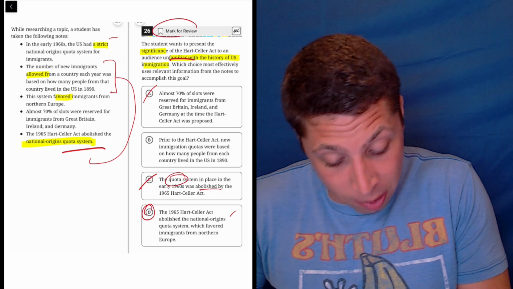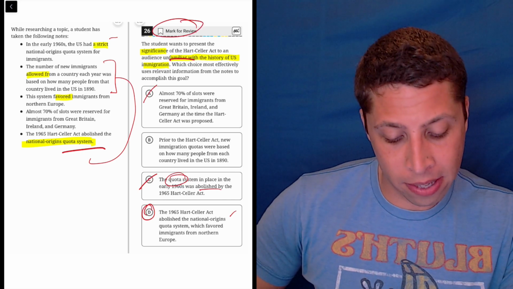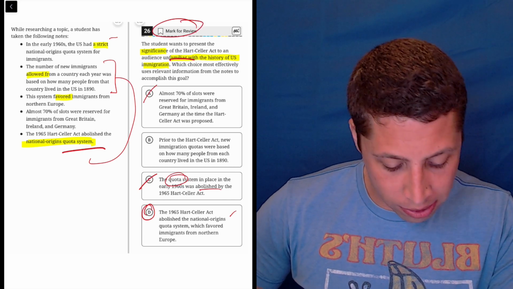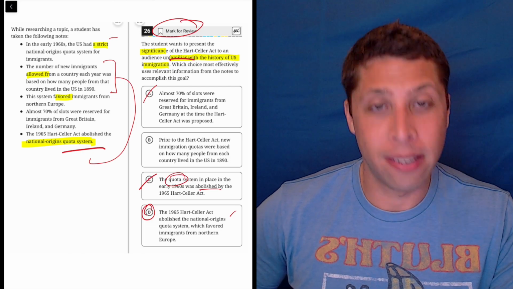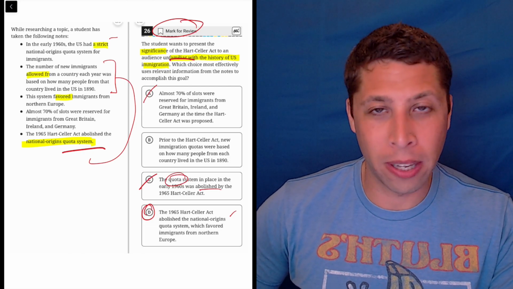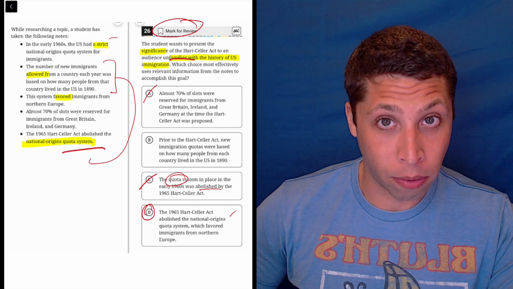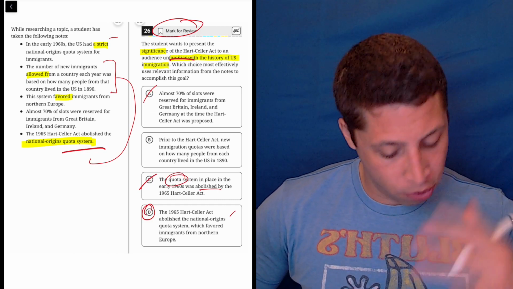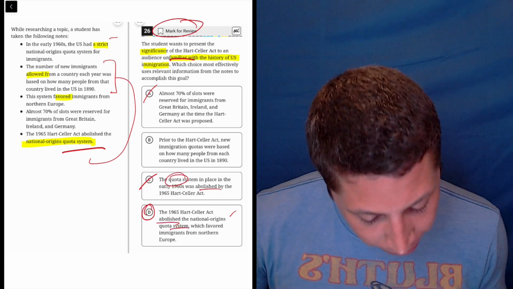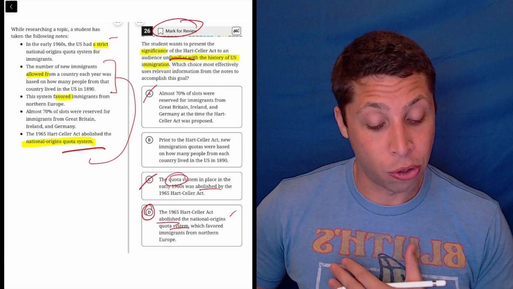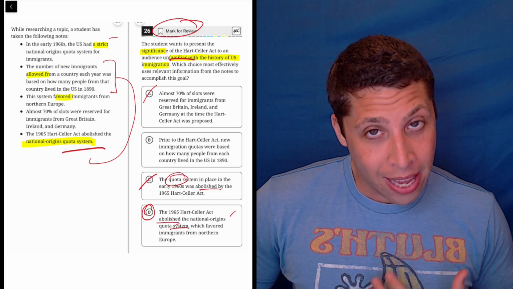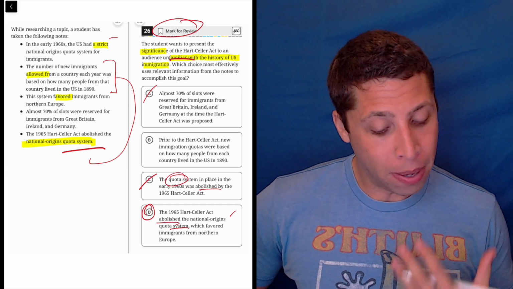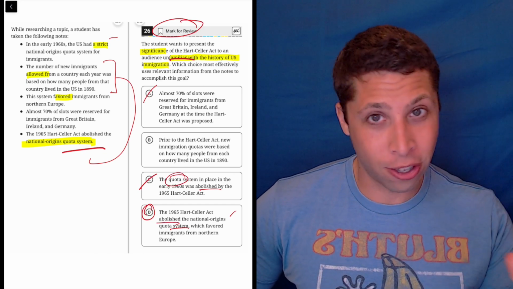I would not be sure about this, to be clear. I would be nervous about this one. This is a mark for review question. The reason I go with D is it definitely accomplishes one of the goals that is very clear, right? What is the significance of the act? So choice D says its significance: it abolished the system that was in place. B does not say that. It hints at it, but I don't like hints. I like to just say things.